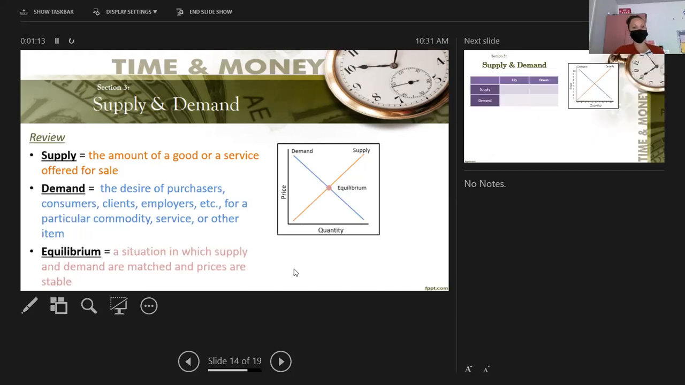And the equilibrium is a situation in which supply and demand are matched and prices are stable. So where are they meeting in the middle? Where are prices staying stable? They're not skyrocketing, they're not falling.